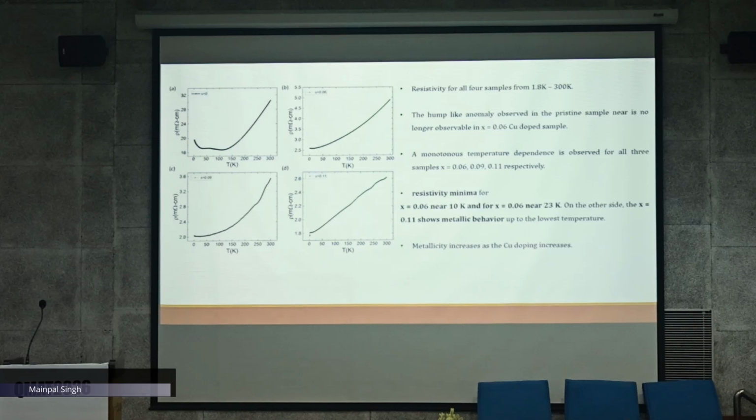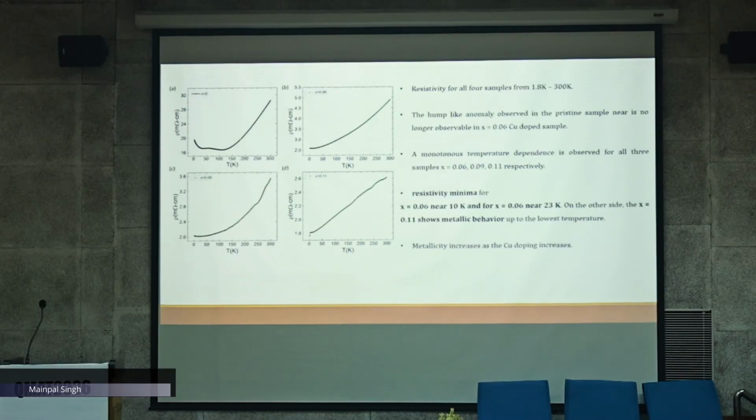Here is the resistivity data for the four samples. This is for the pristine sample. As we all know, in pristine TiSe2 we usually observe a CDW transition at nearly 200 Kelvin. But as we dope sulfur in the system, it makes the CDW incommensurate. It lowers the CDW temperature to nearly 60 to 70 Kelvin, and the intensity of the CDW hump is also lower due to the incommensuration.